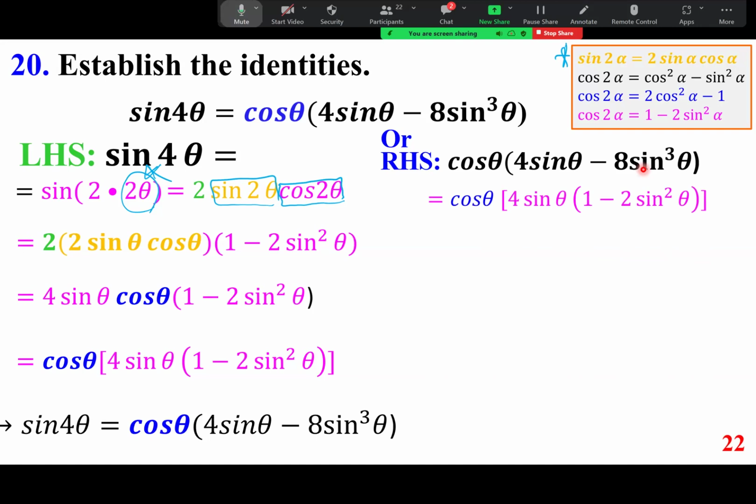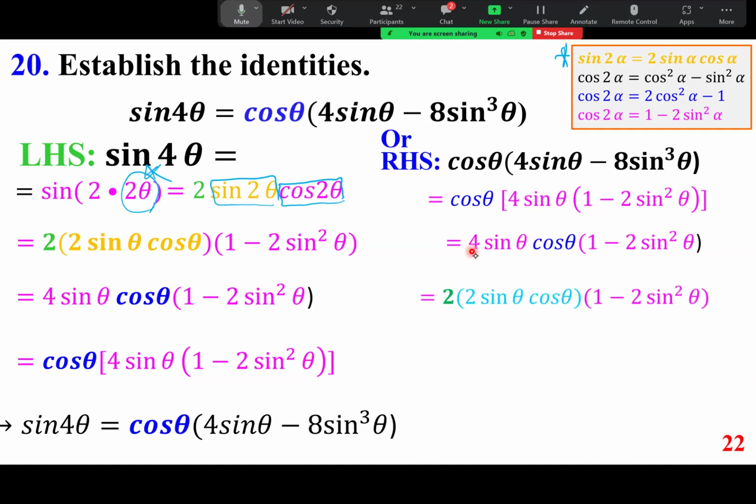And so just rewrite this as 4 sine theta, cosine theta. And this is 2 times 2. So 2 times 2 sine theta, cosine theta. So 2 we keep, 2 sine theta, cosine theta, sine of 2 theta. 1 minus 2 sine squared, cosine 2 theta. So this one is sine of 2 theta. This is cosine of 2 theta.